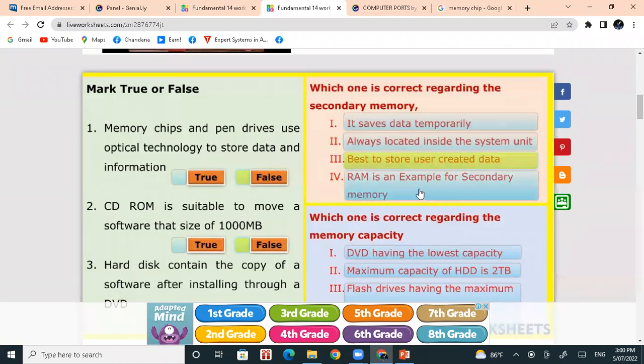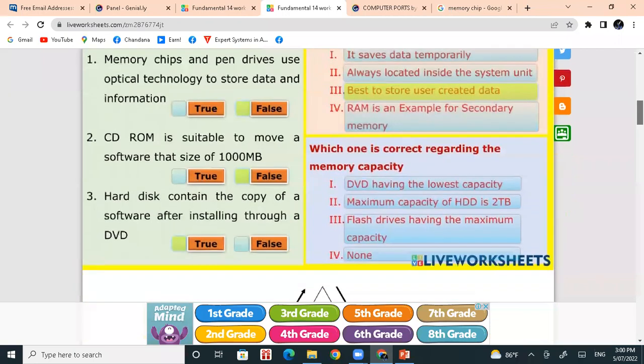Then we'll see the next one also. RAM is an example of secondary memory. It's wrong. The statement is wrong. RAM is an example of which memory type? Primary memory. Right.